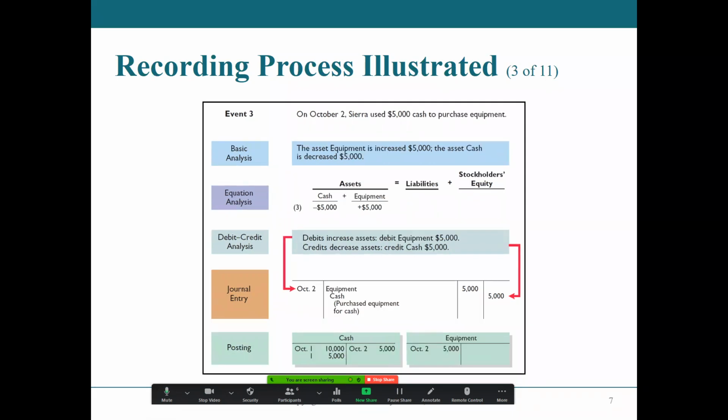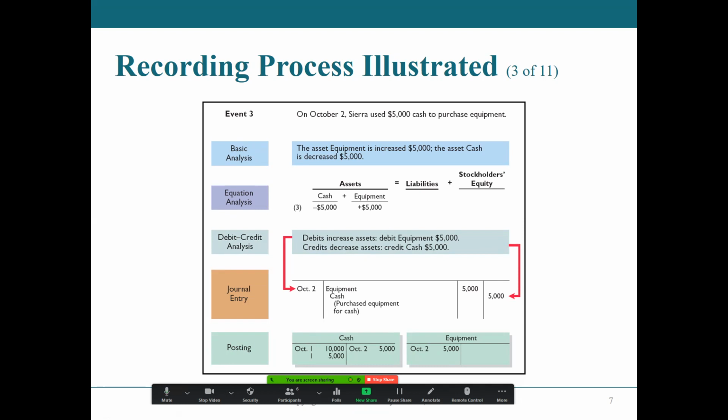Here's our third example. We use $5,000 cash to purchase equipment. We ask ourselves what's happening. My asset, equipment, will increase by 5,000. My asset, cash, will decrease by 5,000.